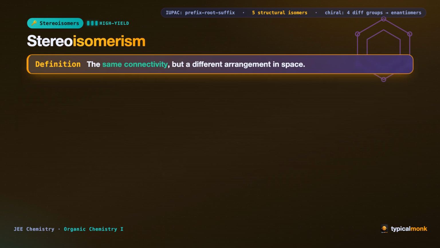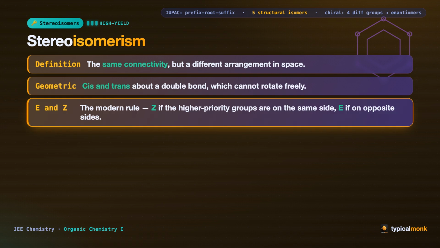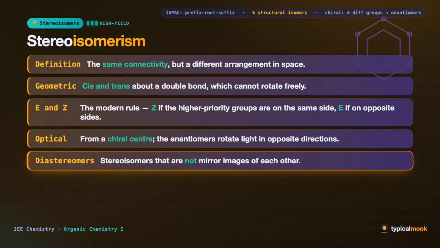Now the wider world of stereoisomerism. The definition. Stereoisomers have the same connectivity but a different arrangement in space. Geometric isomerism, cis and trans, arises about a double bond which cannot rotate freely. E and Z. The modern rule, it is Z if the higher priority groups are on the same side, and E if they are on opposite sides. Optical isomerism. It comes from a chiral center, and the 2 enantiomers rotate light in opposite directions. Diastereomers. Stereoisomers that are not mirror images of each other.